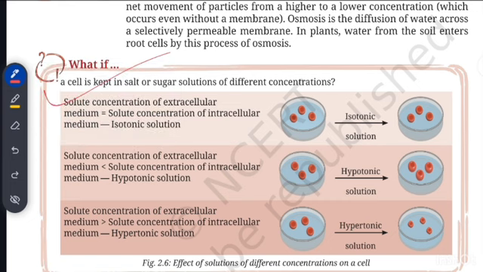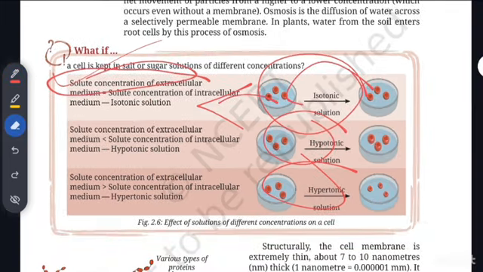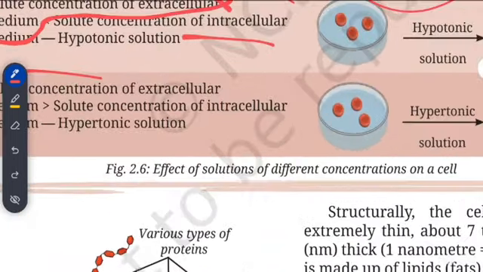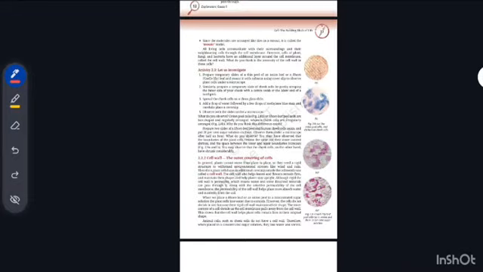So here different kinds of solutions are given. First one is isotonic, hypotonic and hypertonic. In isotonic, the solute concentration outside the cell is equal to the solute concentration inside the cell. Isotonic solution. Hypotonic solution, if we talk about, then here the concentration of solute outside the cell is less than the inside. And in hypertonic, the concentration outside the cell is more than inside the cell.